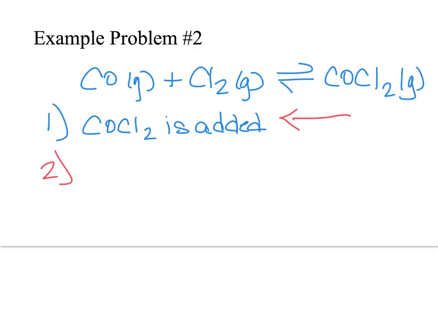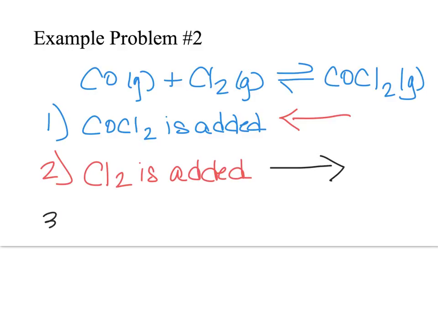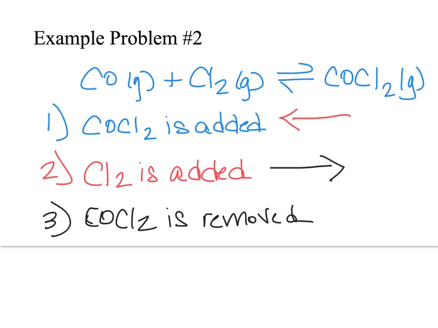Number 2, chlorine gas is added. Right, so in this case, I've added more reactant, so it will shift to make more product. And the third example, if COCl2 is removed. So in this case, the equilibrium will shift a product to make more of that particular product.